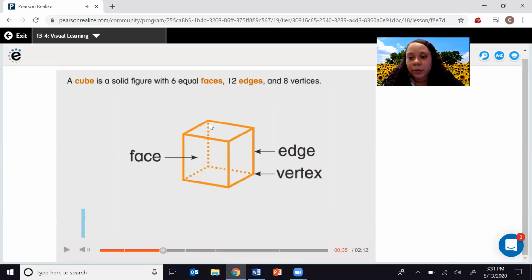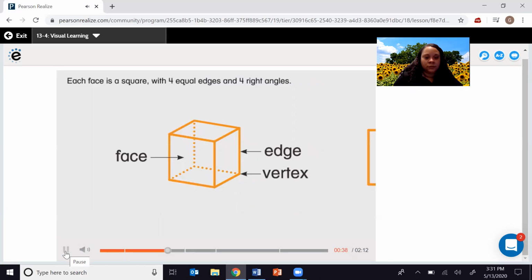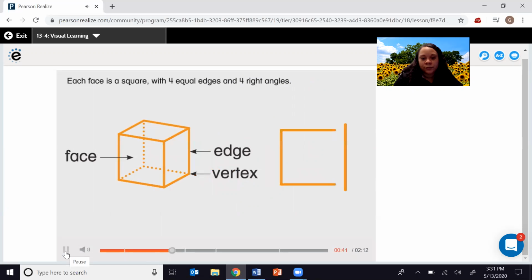So when we talk about 3D shapes, we talk about the faces. The faces are basically the sides of the shape, right? And then these little lines here, we call these the edges, right? And in the corners, we call these the vertex. Okay, so it's kind of like vertices, but it's the vertex. Edge, face. Vertex, edge, face. A face of a cube is a square with 4 equal edges and 4 right angles.